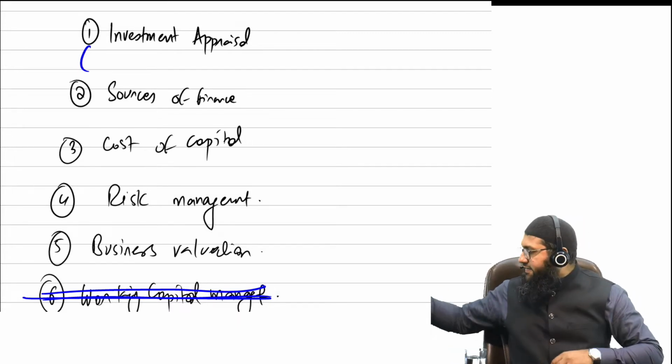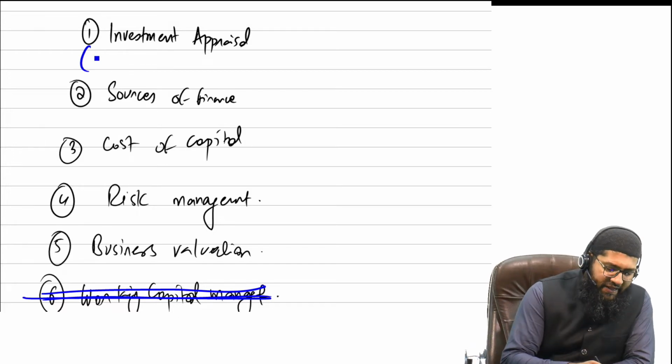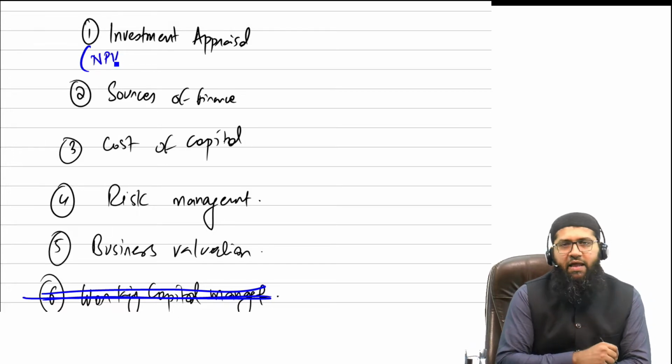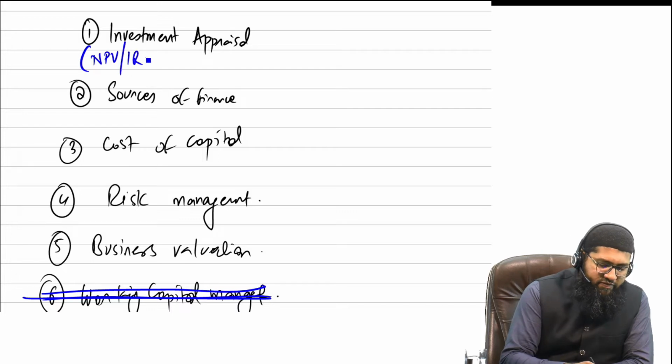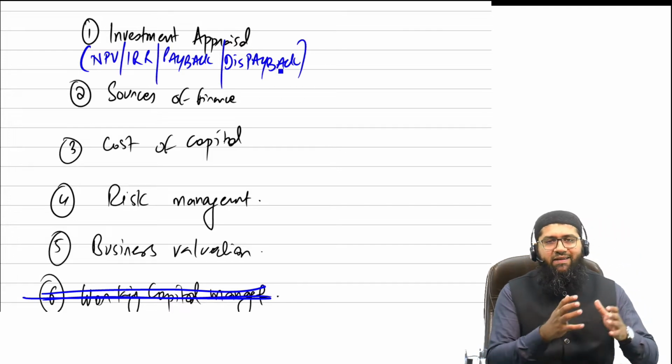So that is something that you do with respect to the investment appraisal. And there are different techniques that we do study at the F9 level, which includes the NPV, the IRR, the payback, and the discounted payback. So there are different types of techniques that you actually study at the F9 level.